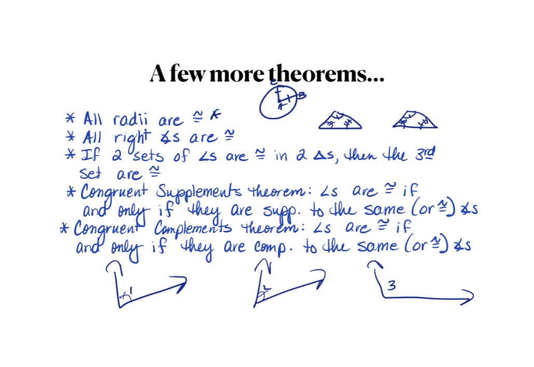If this is 120 and I know that angle 1 is supplementary to angle 3, that means that angle 1 is 60. If I know angle 2 is also supplementary to angle 3, that means angle 2 is 60. Therefore, they are congruent to each other.